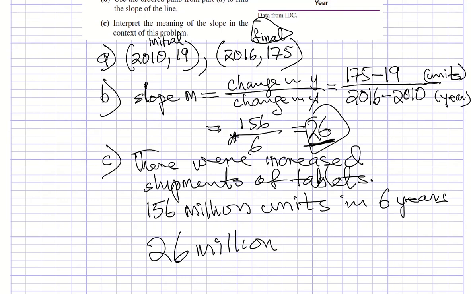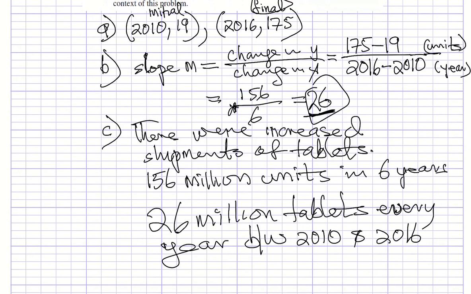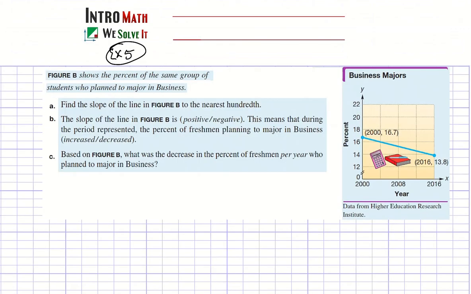tablets. Million tablets, okay? Every year between 2010 and 2016. That's all that is saying. Make sure you understand that. So anyway, we're done with this, so we're gonna move on. Just leave it alone. Here is example number 5.